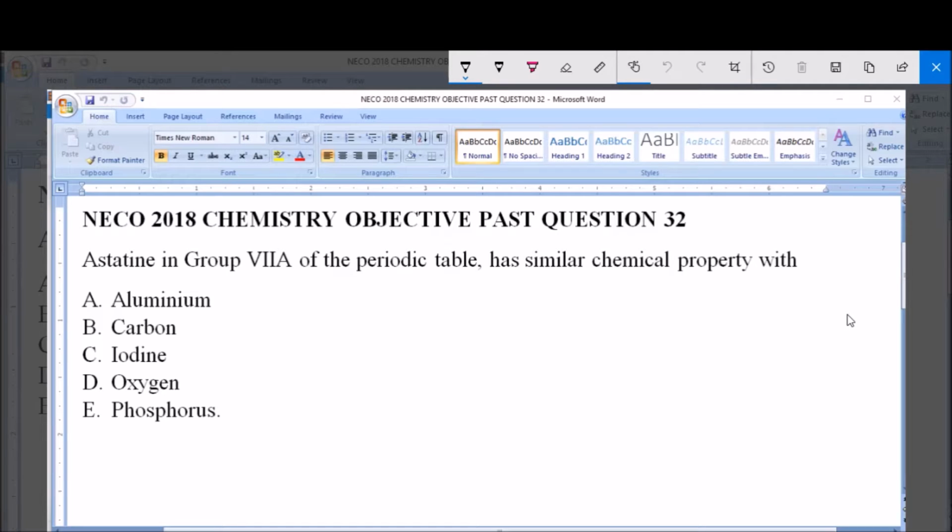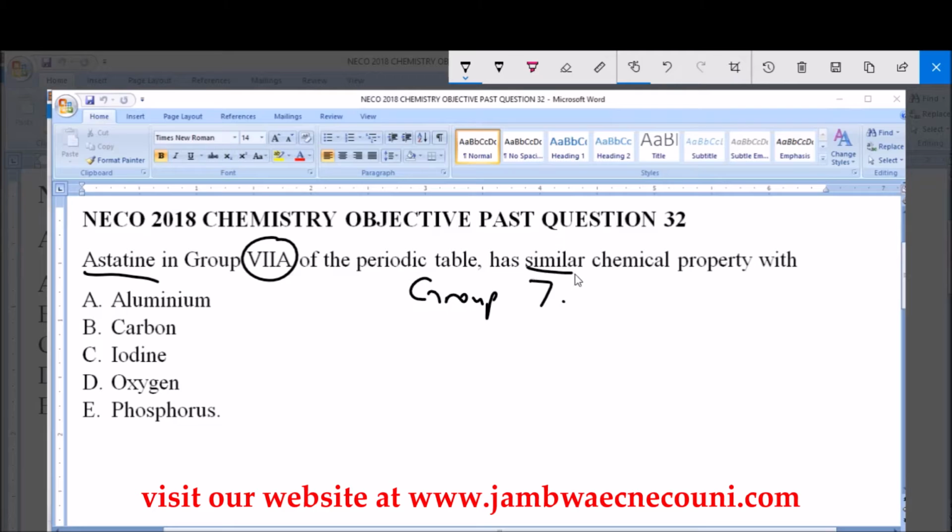Astatine in group 7, okay, this is group 7 of the periodic table, has similar chemical property with A. Aluminium, B. Carbon, C. Iodine, D. Oxygen, E. Phosphorus. So we are given the group of these elements, group 7. We write it out here. This is group 7. We are given the group of astatine and we are asked for the element which it has similar chemical property with amongst the options.